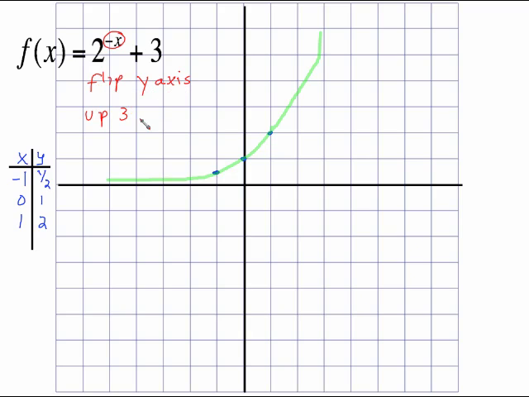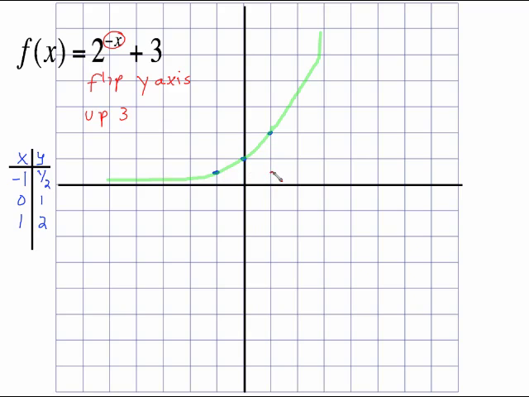Flipping over the y-axis happens before up 3. This is an order of operations thing. Flipping over the y-axis is like multiplying by -1. Multiplication happens before addition. So I'm going to take each of these points and just flip them over the y-axis. I'm just doing one thing at a time.